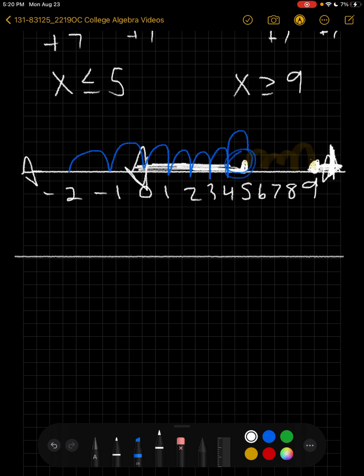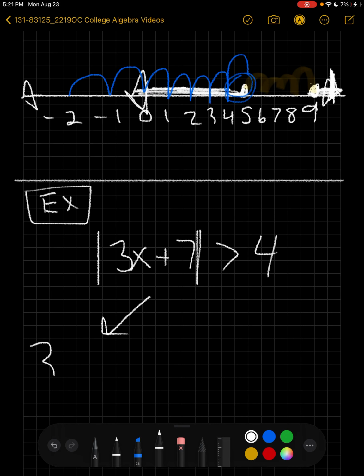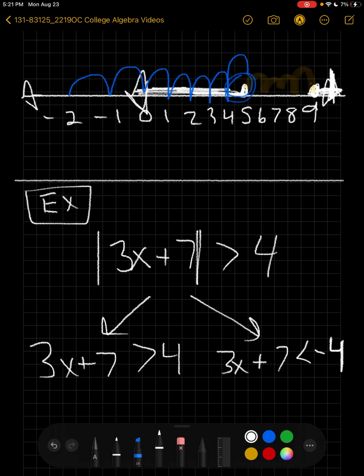I do want to show you one example, step by step, of how we solve an absolute value inequality. So let's say we have a more complicated situation. Now we've got multiplication involved. We have |3x + 7| is greater than 4. We can break this into two linear inequalities, the positive and the negative version. So we could have 3x plus 7 is greater than 4, or we could have 3x plus 7 is smaller than negative 4.